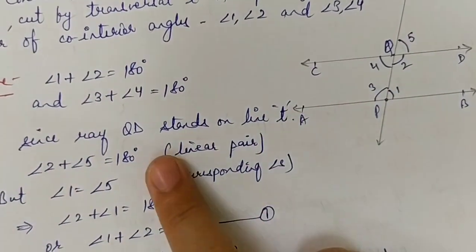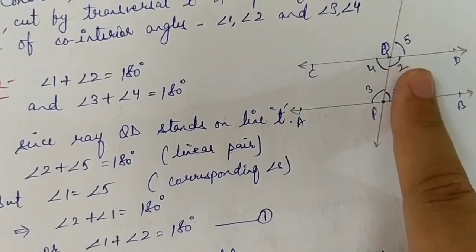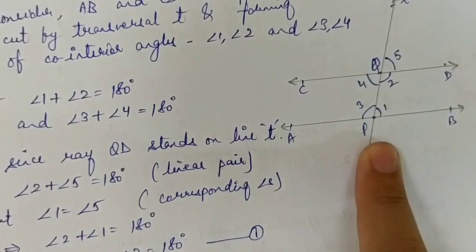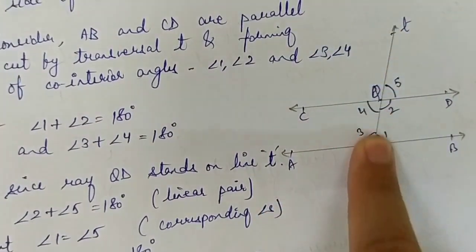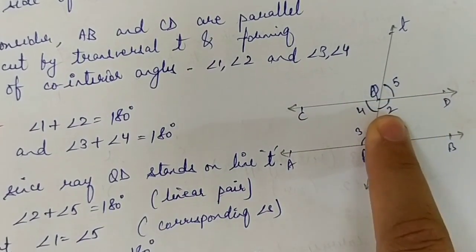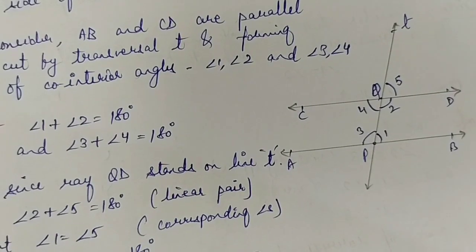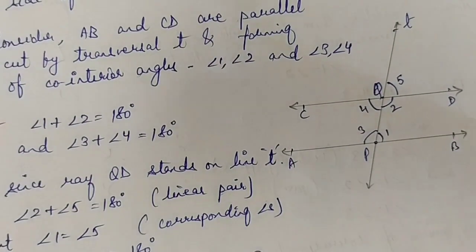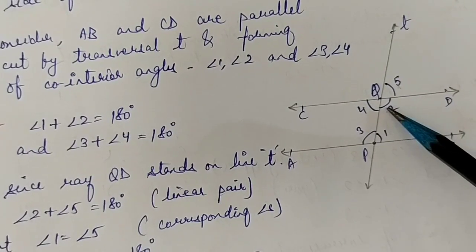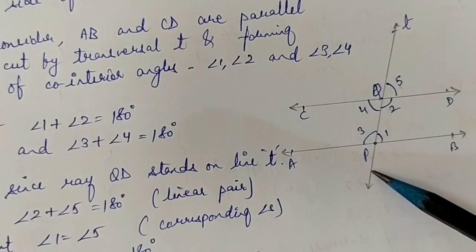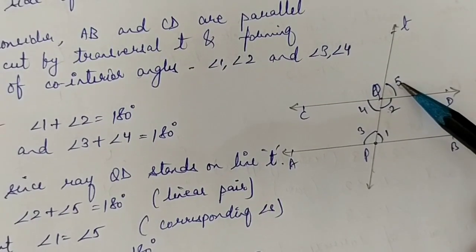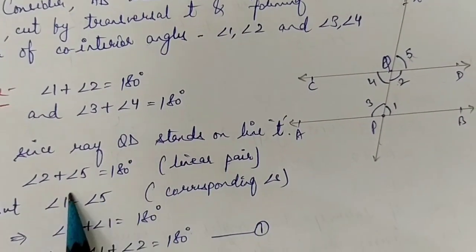Proof is, since ray QD stands on the line T, if you look at line T, it is a straight line and QD is a ray on it. So we will have angle 2 plus angle 5 is equal to 180 degrees. It is a linear pair, because T is a straight line and QD is the ray.